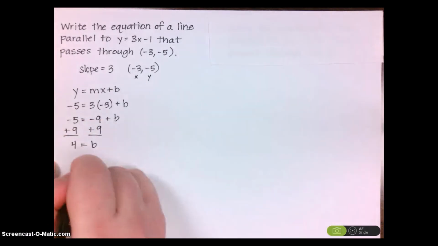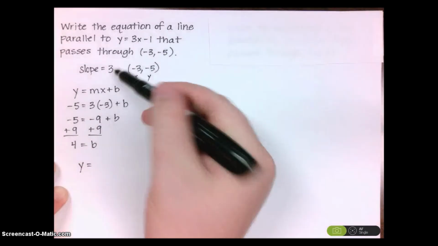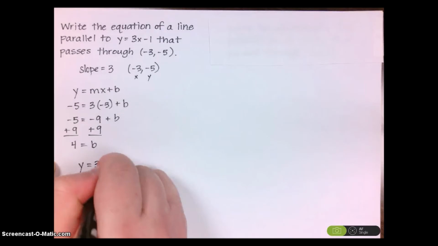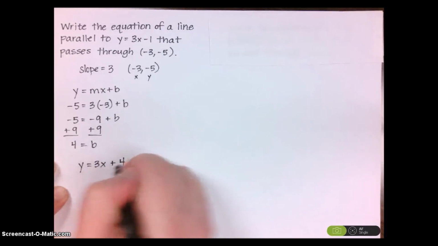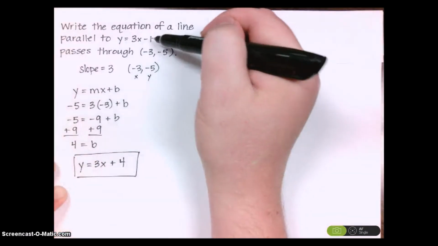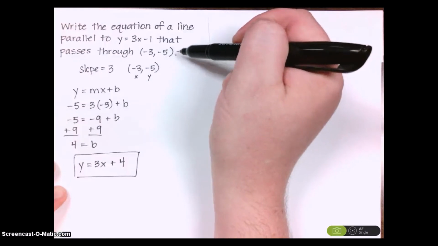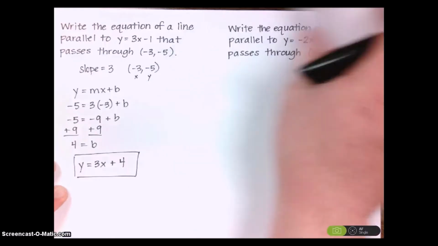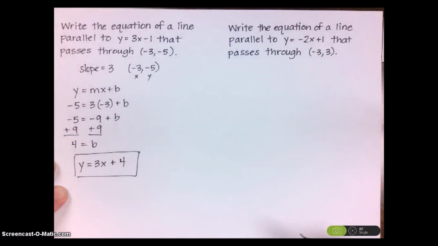So using the slope-intercept form, y is equal to, I know that my slope is going to be 3, so 3x plus my new y-intercept, 4. And I've successfully written the equation of a line parallel to y equals 3x minus 1 that passes through the point (-3, -5). So why don't we do this again with a different equation and a different point.